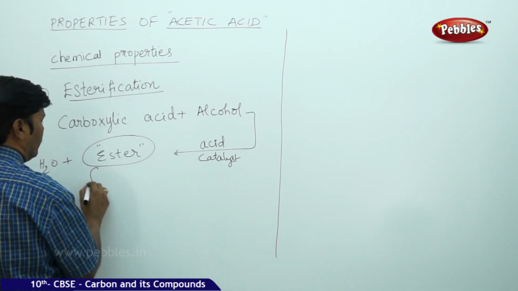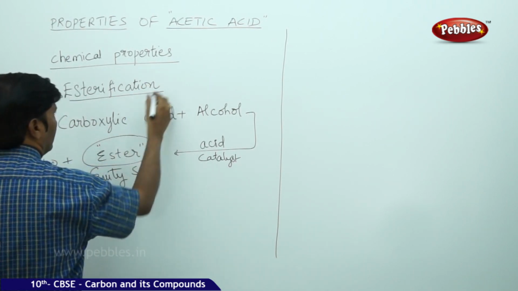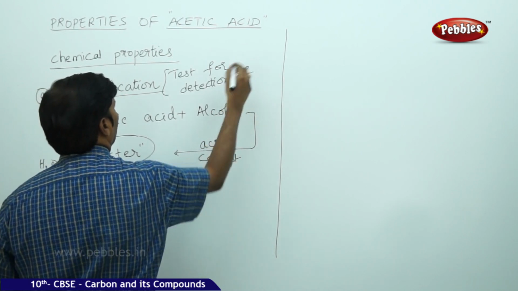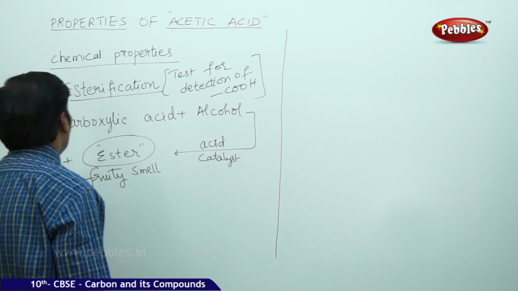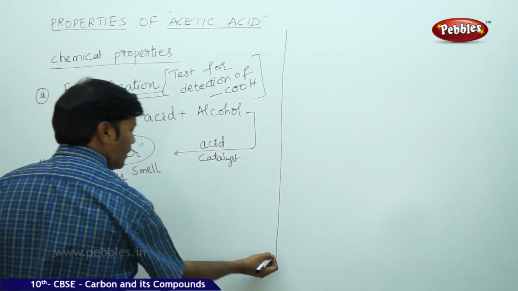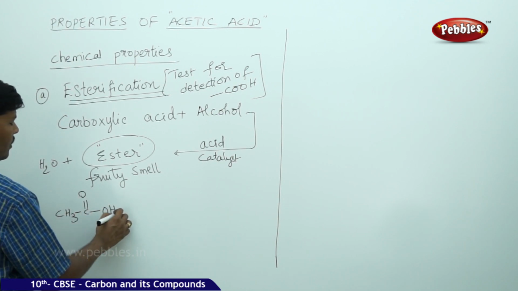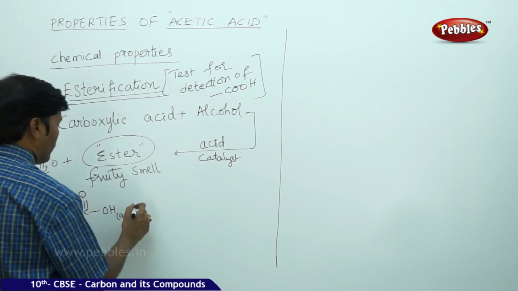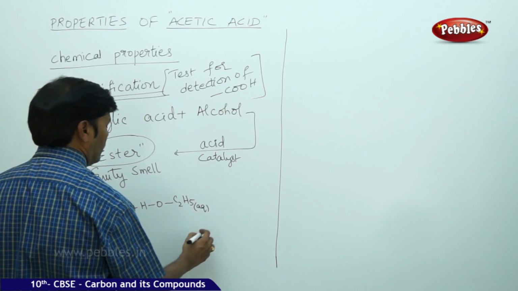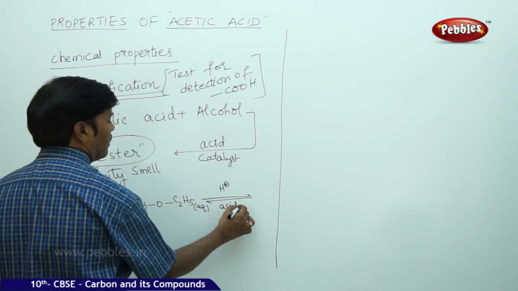This ester which is formed gives a fruity smell. So this is somewhat like a test for detection of the carboxylic group. What is the kind of reaction which is possible? In the case of esterification, you can take the reaction like this: CH3 single bond carbon double bond oxygen OH, aqueous, plus ethyl alcohol, C2H5OH aqueous, reversible reaction, add a small amount of H plus ion, this is acid catalyst.